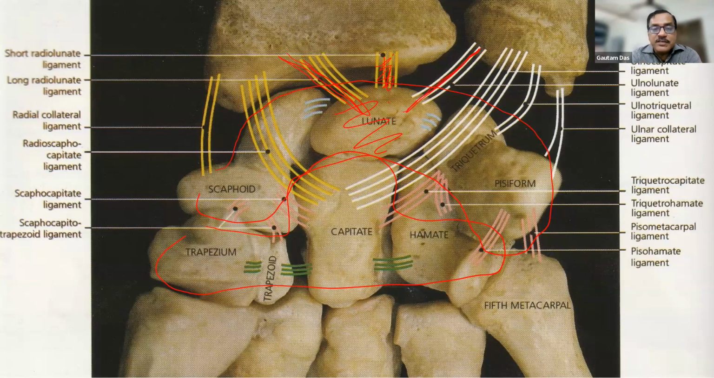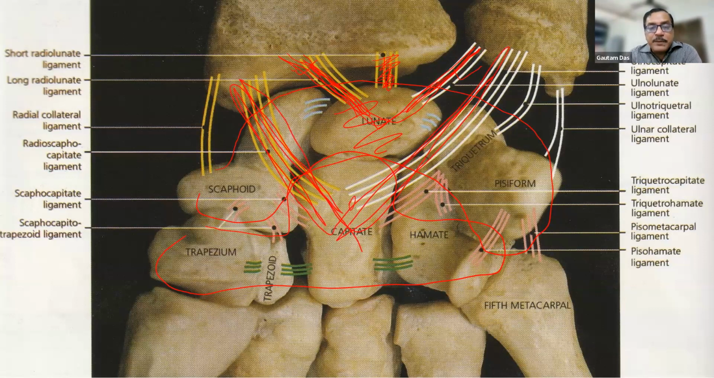So it is like a V, you see, this is like a V. So one arm of the V is your radiolunate, that is your long radiolunate. This is your ulnolunate. And in the middle, we have the short radiolunate. We'll be able to see these ligaments. This is the smaller V. Then again, if you are going below that, at the capitate bone, there is another V. This V is a long V.